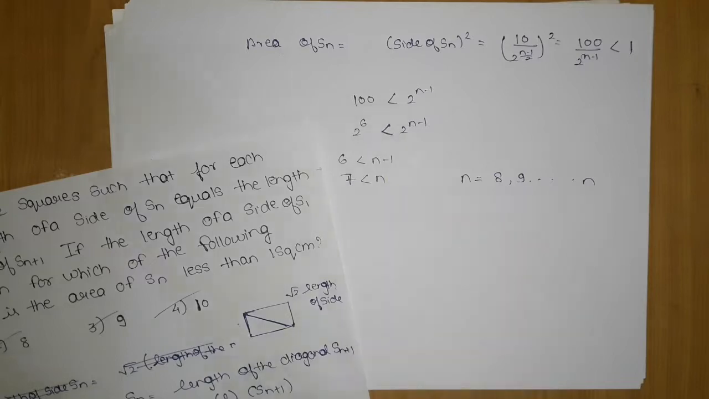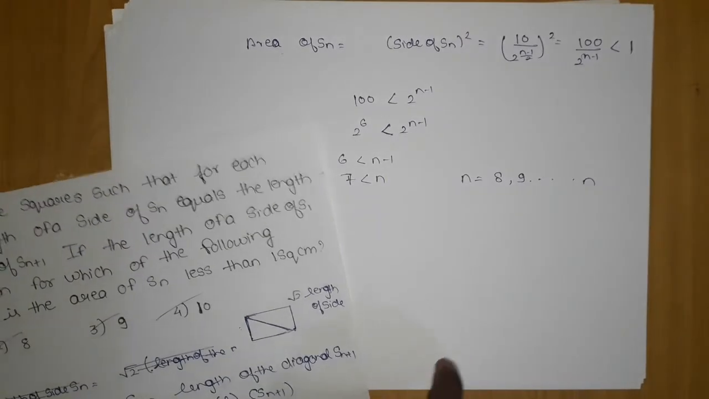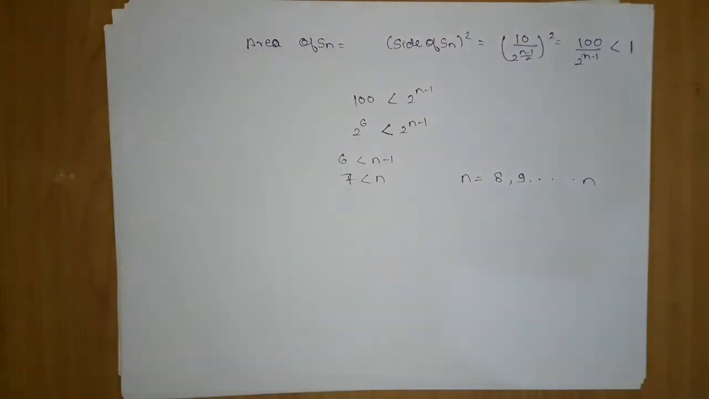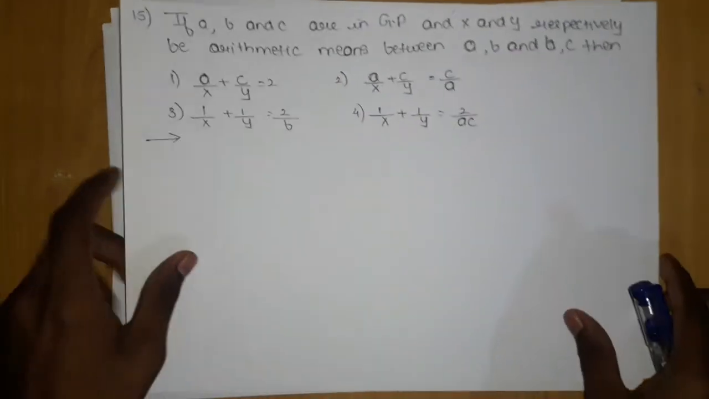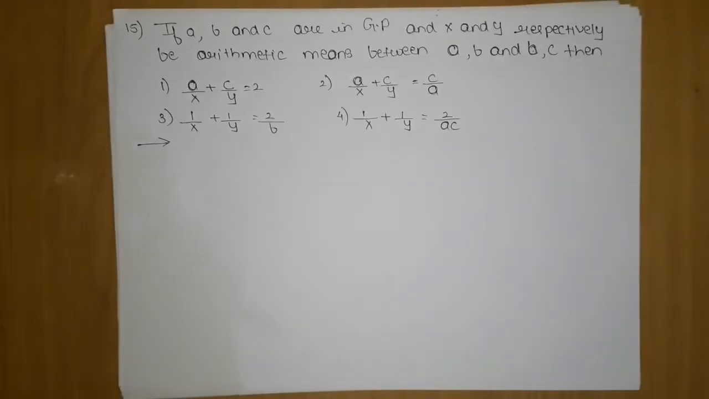Okay, then we applied the inequality closest possible, and then we got our answer. Now let's move on to the next question. The next question is this question, which is question 15, which we have also done in our previous class when I was teaching sequence and series.